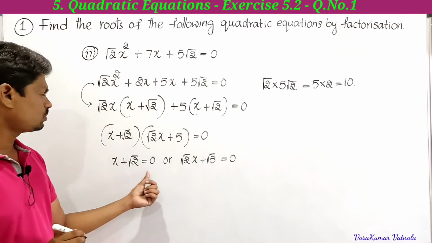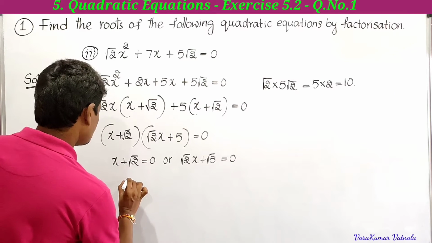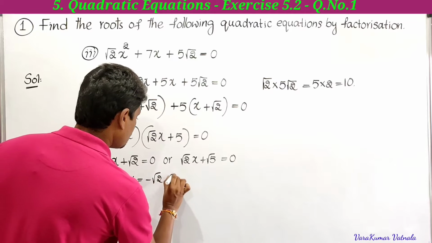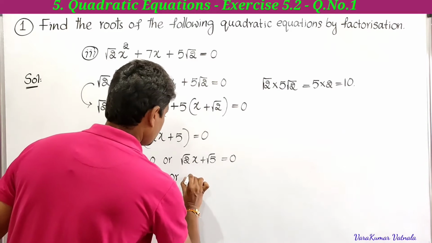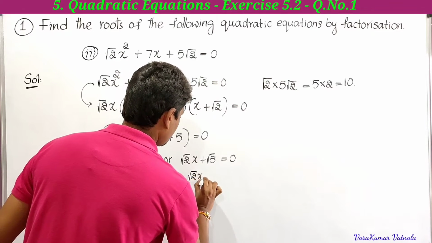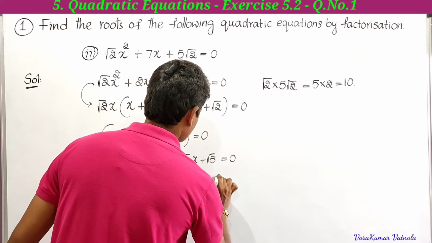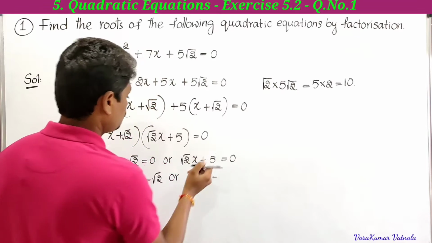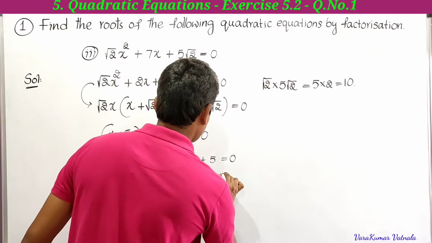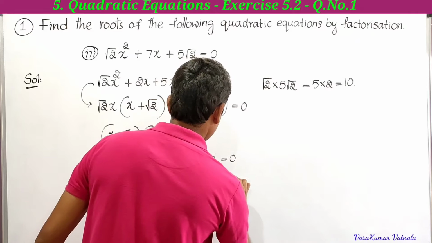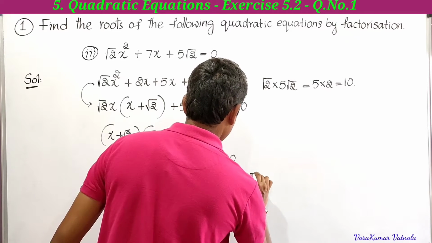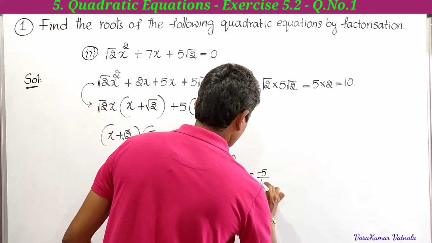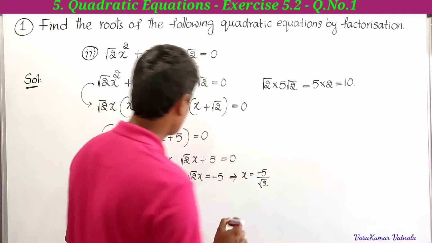So take plus root 2 to the right side, it becomes minus root 2. Here we get x is equal to minus root 2, or root 2 x is equal to minus 5. Take plus 5 to the right side, it becomes minus 5, sorry, not root 5, it is 5 only. So root 2 x is equal to minus 5. Then we get x is equal to minus 5 divided by root 2.